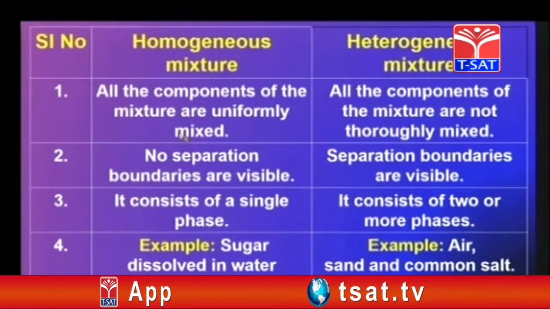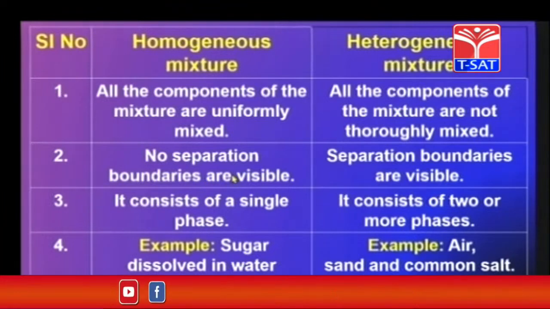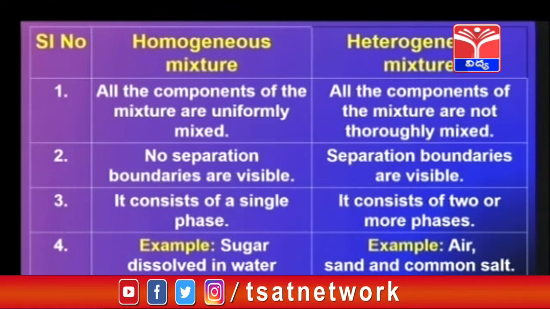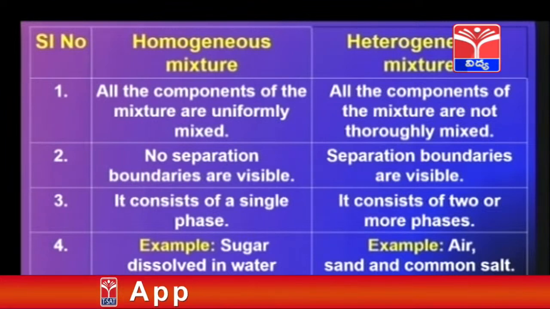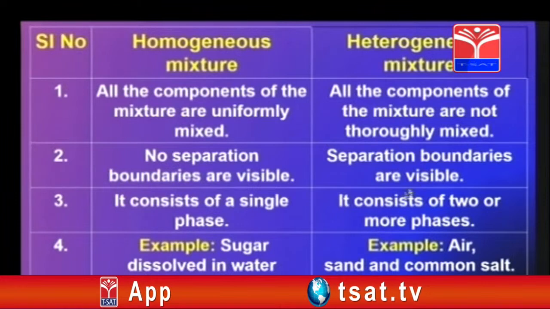In a homogeneous mixture, no separate boundaries are visible. When sugar was added in water, you did not see any separate layers between the sugar and the water. Sugar got totally dissolved in water. In a heterogeneous mixture, we can see separate boundaries.